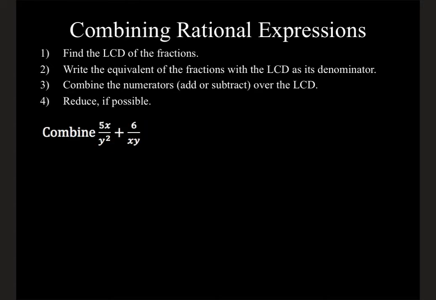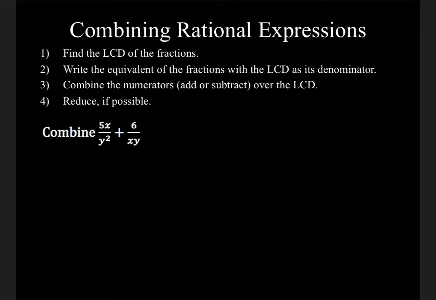Now let's look into combining rational expressions. The first step would be to find the LCD of the fractions. Then we would write their equivalent with the LCD as the denominator, and then just combine the numerators in the same way that you would just add fractions, right? You keep the denominator, add the numerators. So combine 5x over y squared and 6 over xy.